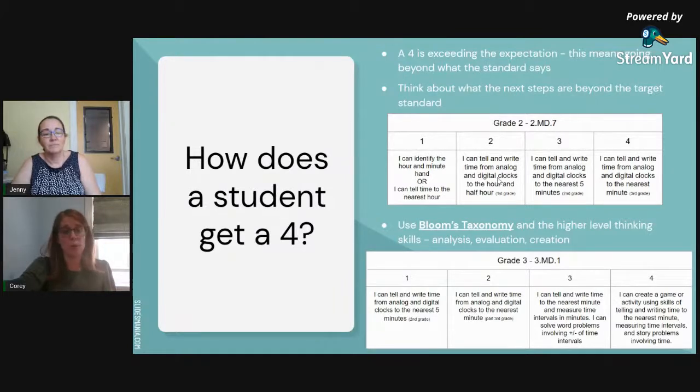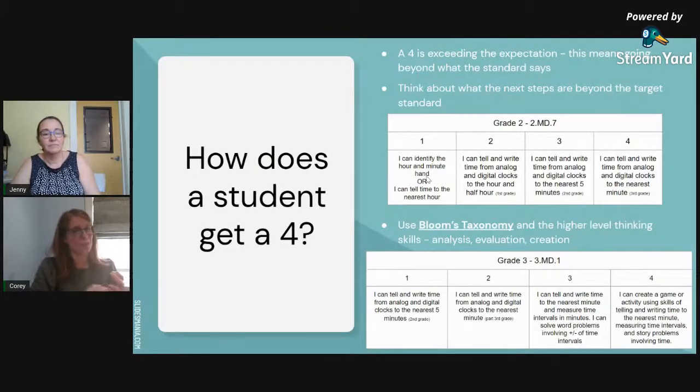A student who is approaching that standard, according to my learning scale, would be able to tell time to the nearest hour and half hour, which is actually a first grade skill. And a student who is beginning would be able to do anything that's before that. So that might be telling time to the nearest hour, but not to the nearest half hour. Or it might just be that the student can identify the hour and minute hand.